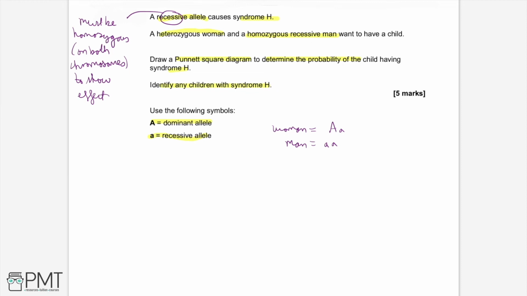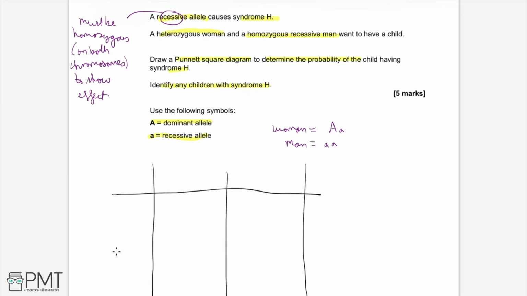Using this information, let's draw a Punnett square, as follows. Now, the 2 symbols that you can see are the scientific symbols for male and female. The top one being for females, and the one on the side for males.